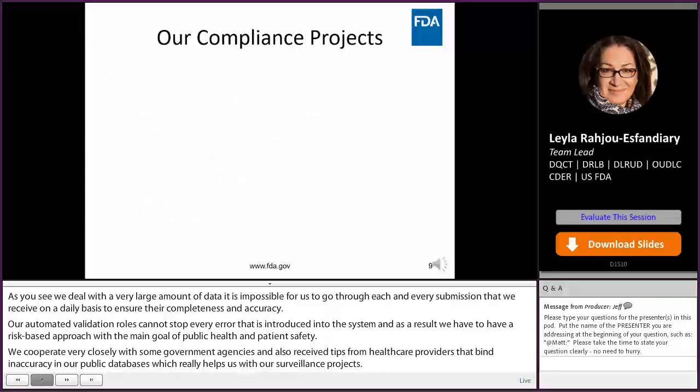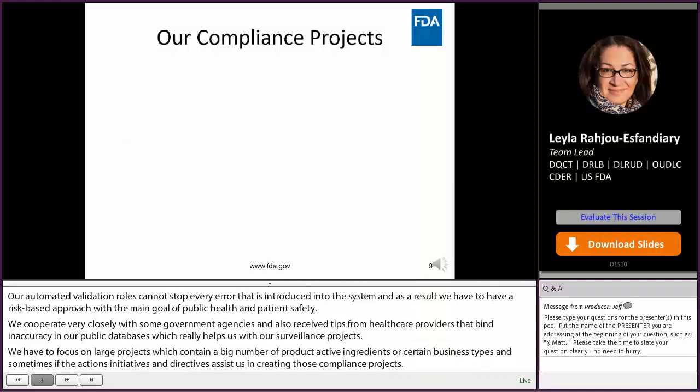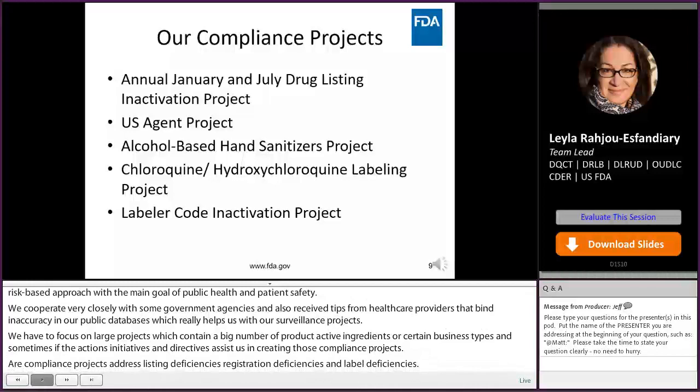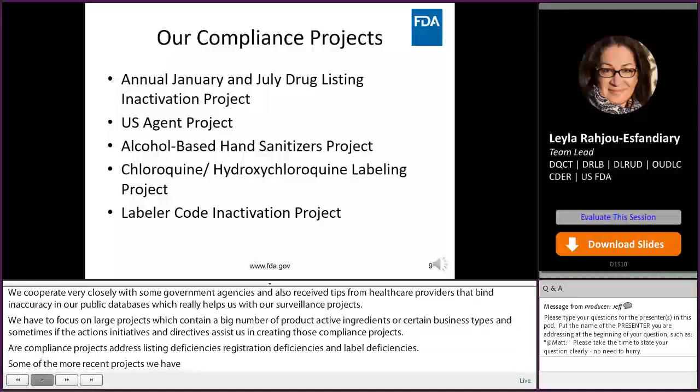Our compliance projects address listing deficiencies, registration deficiencies, and labeler code deficiencies. Some of the more recent projects that we have been working on include the annual January and July drug listing and activation project and the U.S. agent project. These two are going to be discussed later in separate presentations this afternoon. The alcohol-based hand sanitizers project focused on strength conversion of alcohol in those drug listing submissions to FDA, which can be a little bit tricky.